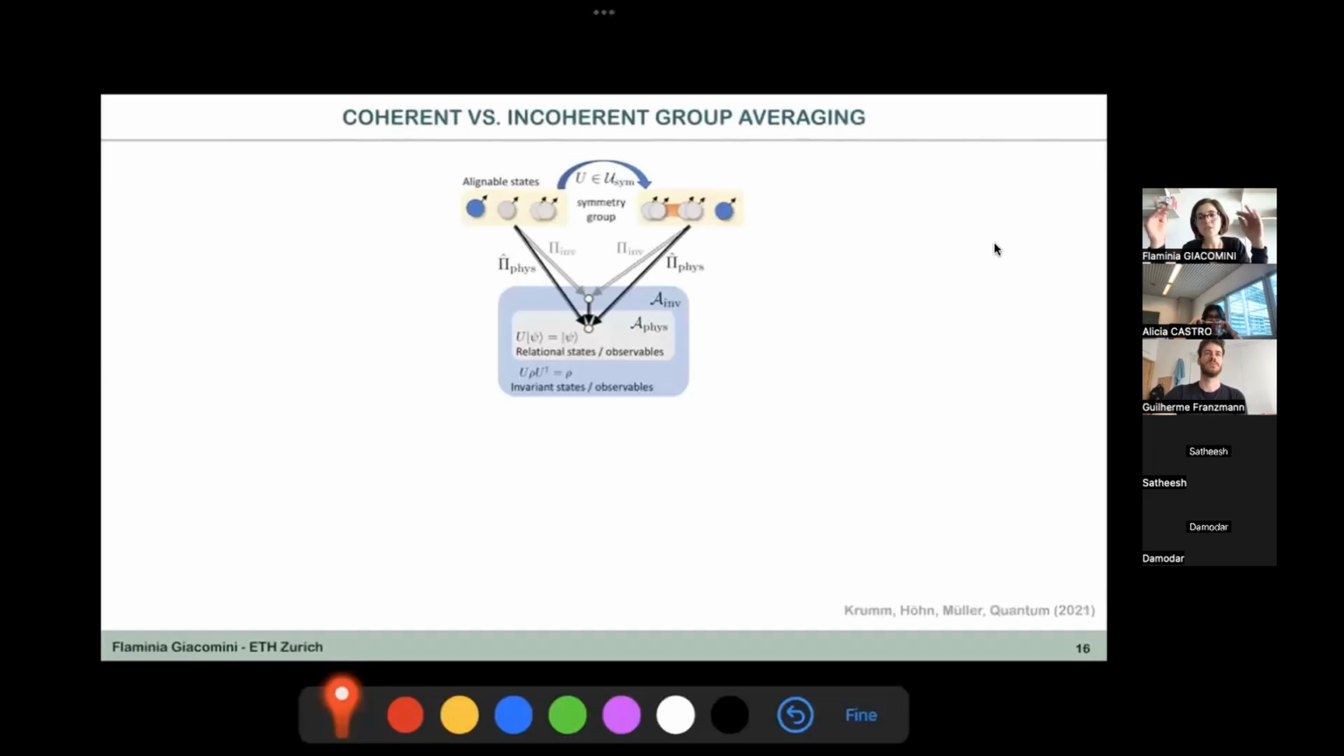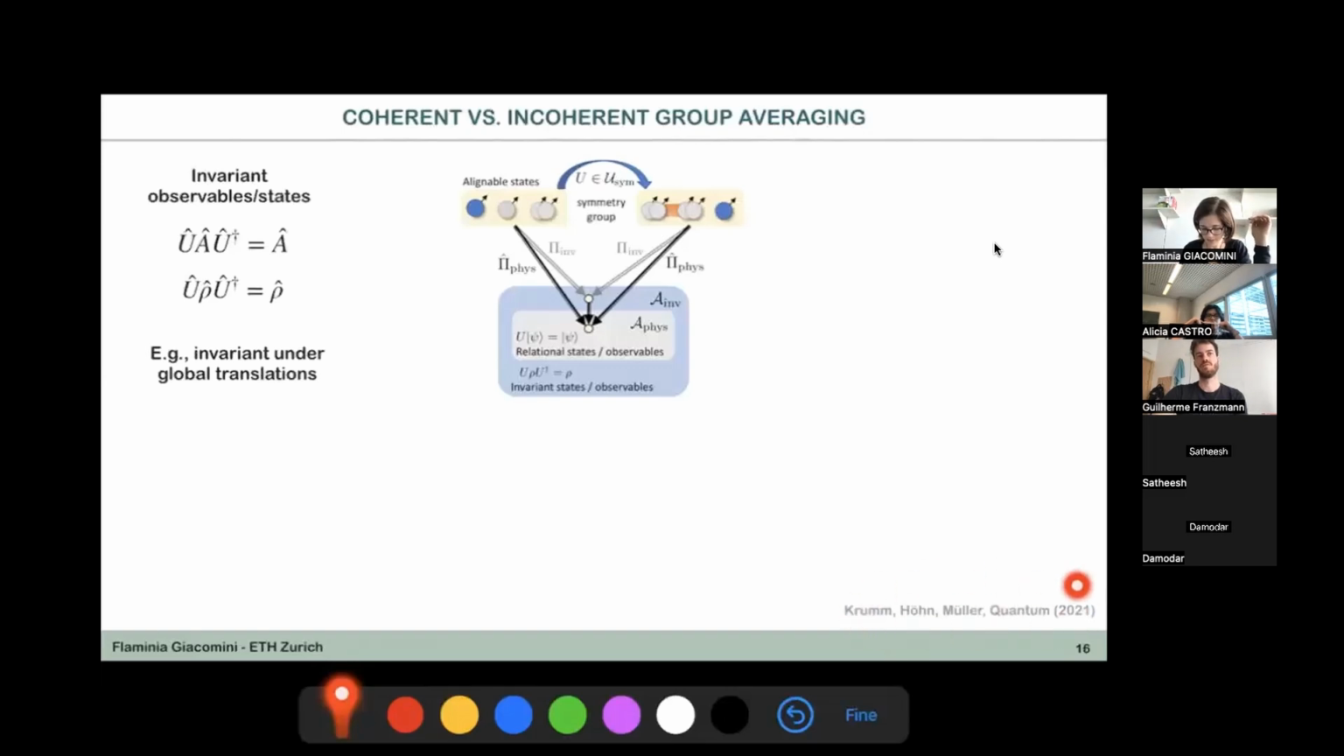Now, I just want to briefly mention that there is another approach in quantum information, where instead of doing a coherent group averaging, we do an incoherent group averaging. This may be just for the people who have heard about this before. So there are different ways in which I can make quantities relational. The connection was found in this paper here, where I assume that there is some symmetry group on some general Hilbert space, and then there is a way in which I define invariant observables that have this condition here.